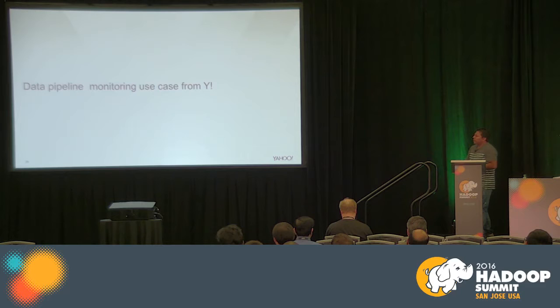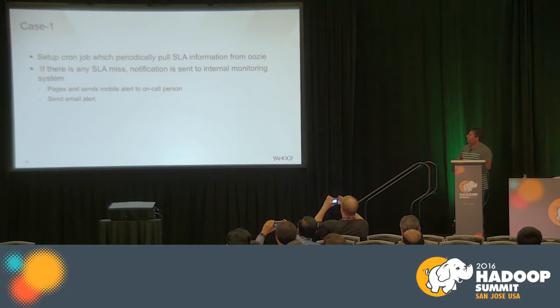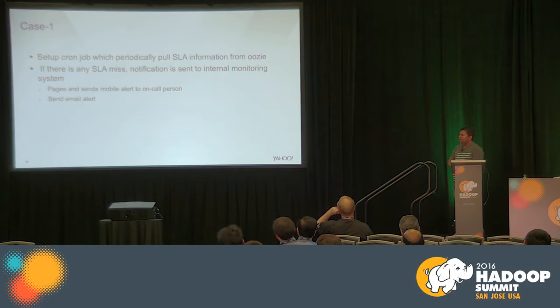We'll see some live examples in Yahoo itself and how users have built their own systems to solve those. We'll take case one, which is fairly simple. They have enabled SLA monitoring, but they ignore SLA notifications sent by Oozie. What they have done is that they have a cron job which periodically polls SLA information from Oozie. And if there is an SLA miss, they notify a different in-house monitoring system, which has a lot more capability, like sending mobile alerts to the on-call person, sending email, thresholds, and more.